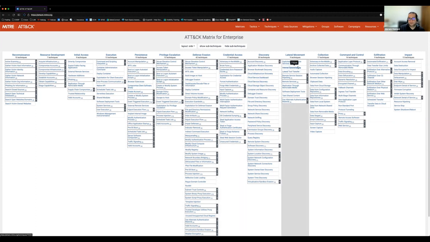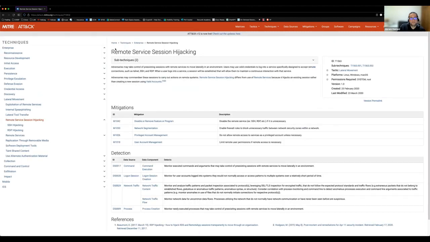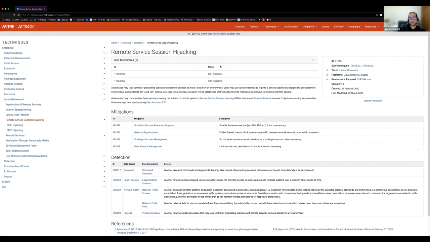So let's say something like lateral movement by remote service session hijacking. This is a technique to do lateral movement, based on what MITRE is saying. When you go to this technique, it will tell you that there are two sub-techniques for remote service session hijacking. One of them is SSH hijacking, and this is the ID for the technique. Another one is called RDP hijacking. And then it will tell you the ID, the sub-techniques, the tactic, the platforms it's running on, what permissions are required, when it was created, and so on.